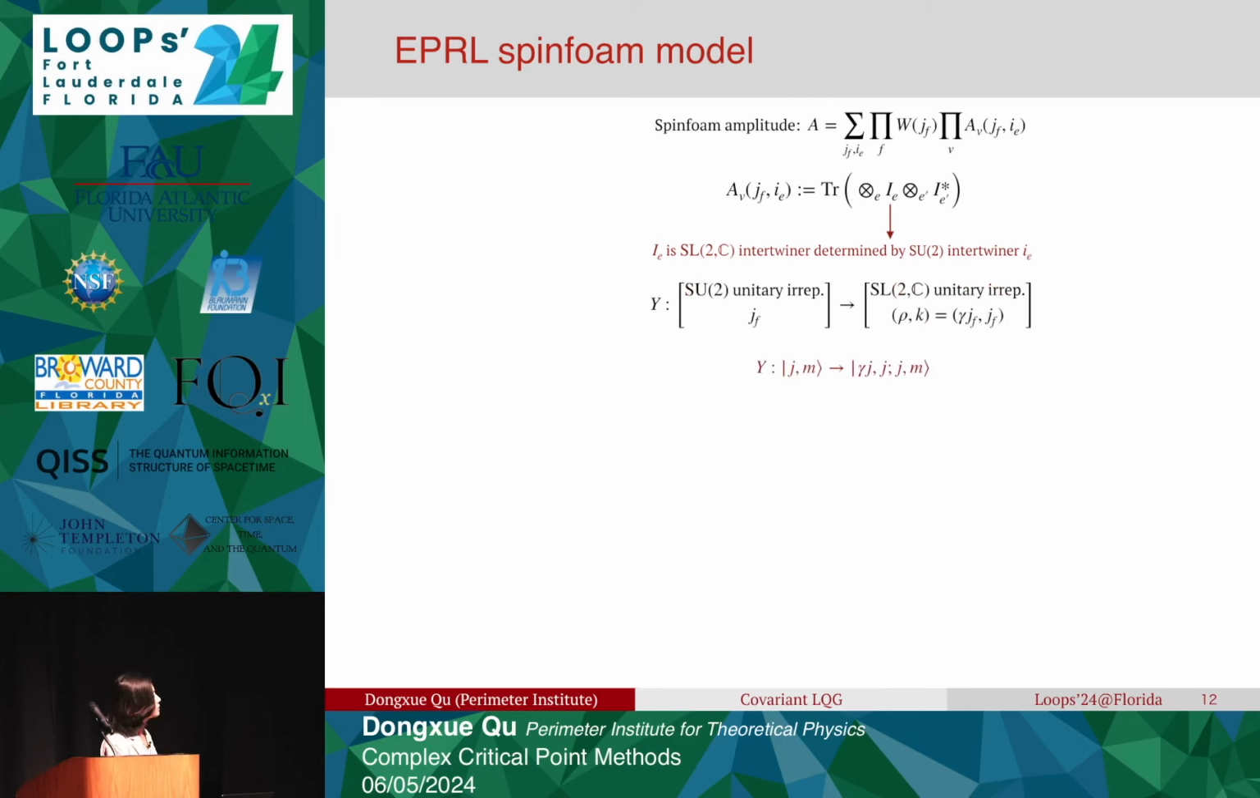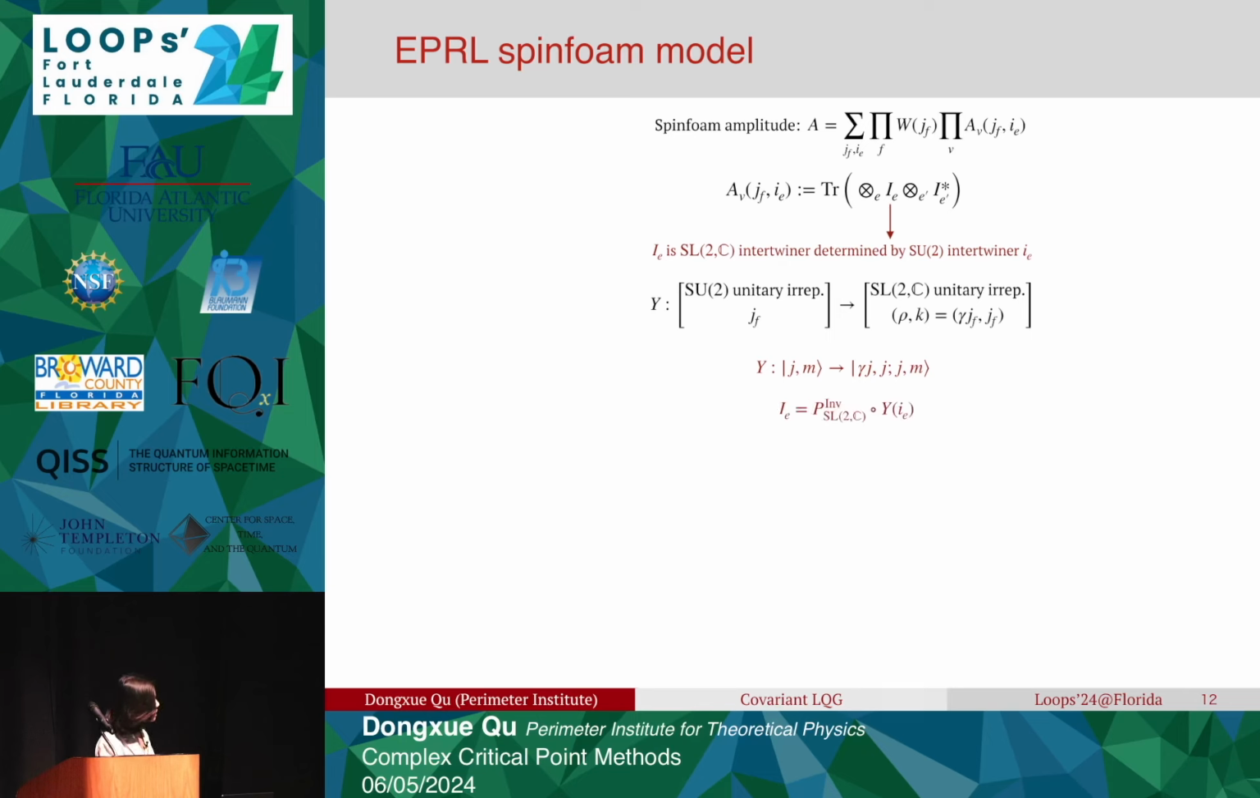And here, for the determination from the SU(2) intertwiner to the SL(2,C) intertwiner, we use the Y map. The Y map is just a map from the SU(2) unitary irrep to the SL(2,C) unitary irrep. And this SL(2,C) unitary irrep has two labels. One is rho, which is the continuous label, taking real numbers. And k is the discrete label, taking half-integers. And here we let rho equal gamma times the spin, and k just equal the spin. And this is the concrete formula for the Y map.